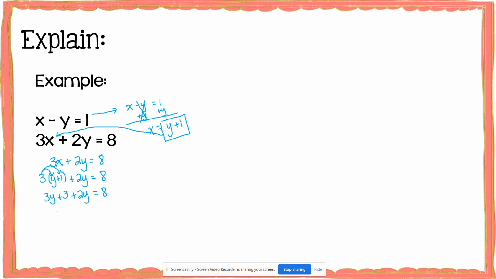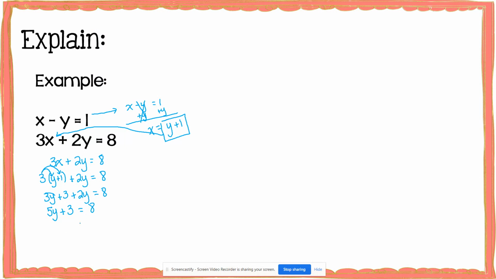At this point, I can still not start using inverse operations because you can see that I have like terms with 3y and 2y. Well, this really says 3y plus 2y, so I'm going to put those together to get 5y. That plus 3 did not have a like term, so I would rewrite it, and then all of this still equals 8.